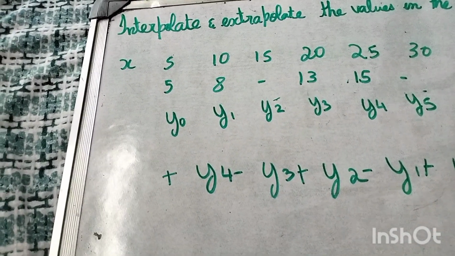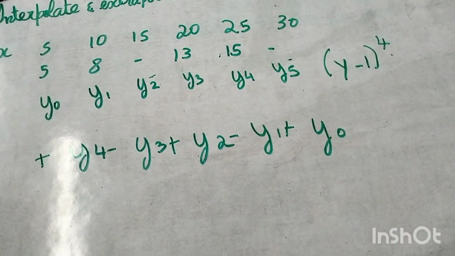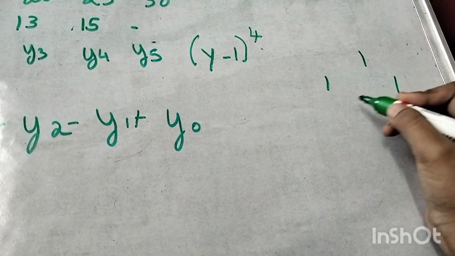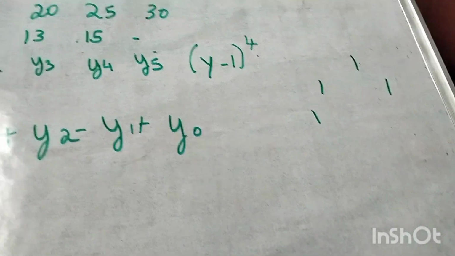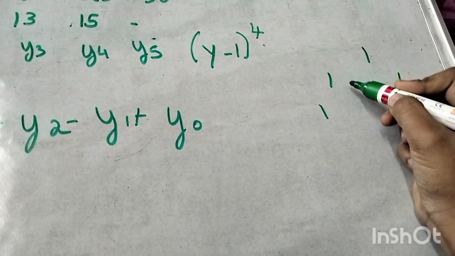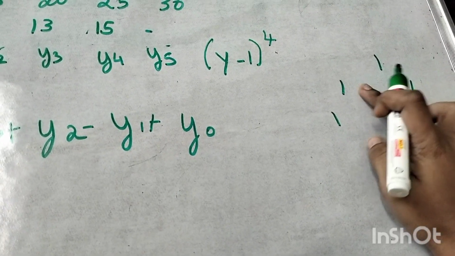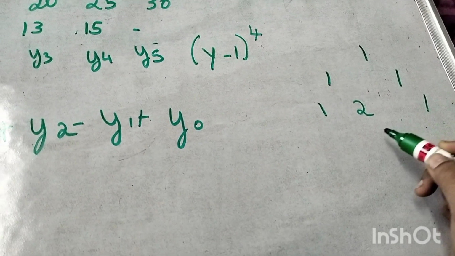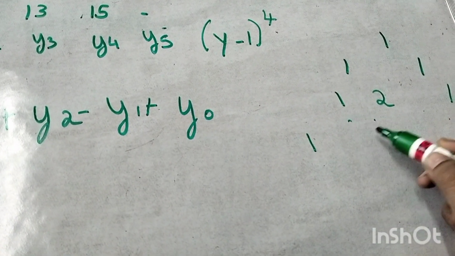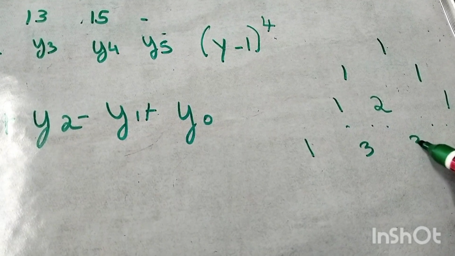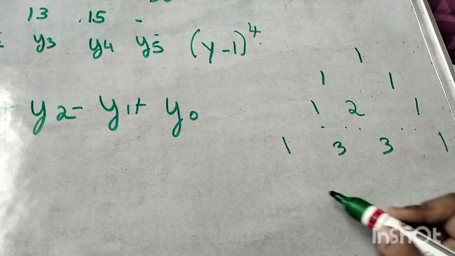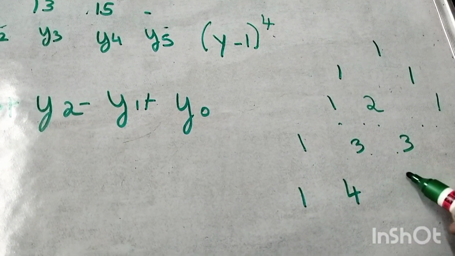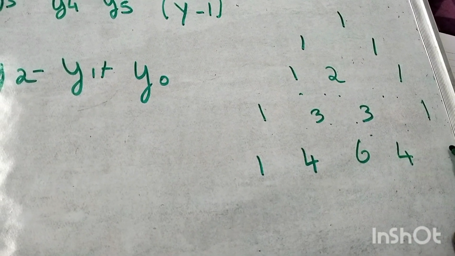Okay, next step, you need to draw the Pascal's triangle. So it's 1, 1, 1, and then you add. You write the first number as it is, 1, and then it's 2, which should come in the middle, then 1. Then you write the first number as it is again, 2 plus 1 is 3, 2 plus 1 is 3, 1. And then the first number as it is, 1, 3 plus 1 is 4, 3 plus 3 is 6, 3 plus 1 is 4, and 1.